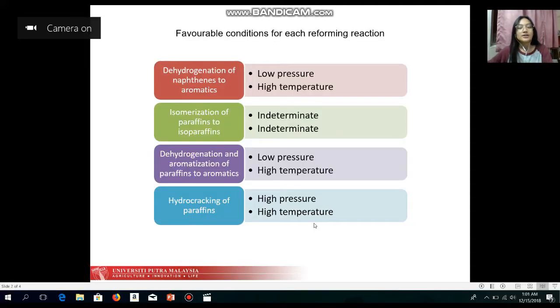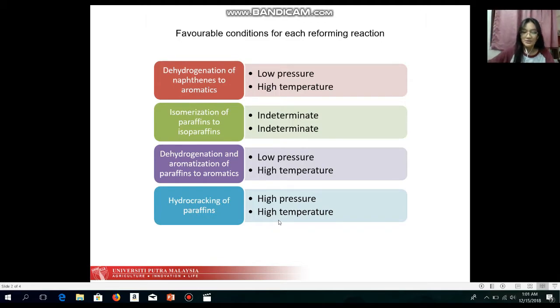So these are the most suitable conditions for each reaction. As you can see, the dehydrogenation of naphthenes to aromatics is performed in low pressure and high temperature. For the isomerization of paraffins to isoparaffins, the pressure and temperature are still indeterminate. Dehydrocyclization is performed in low pressure and high temperature. And hydrocracking of paraffins is performed in high pressure and high temperature.